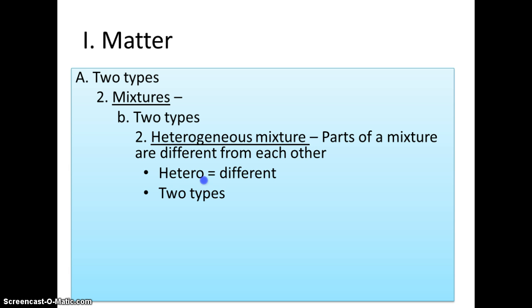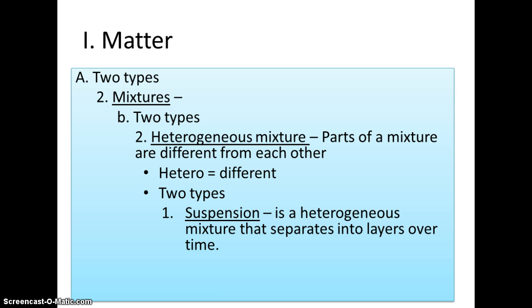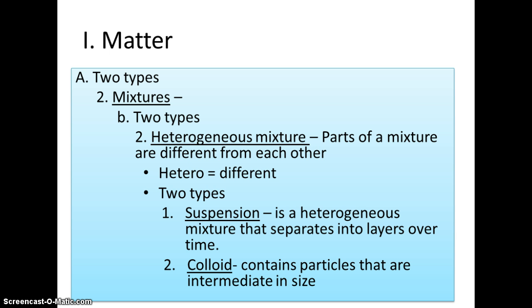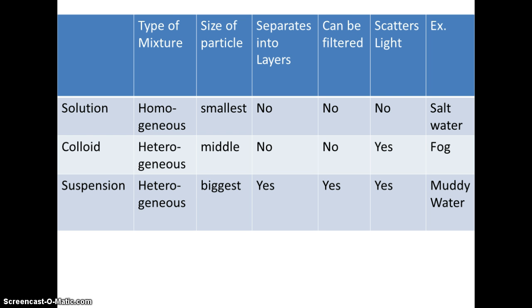There are two types. There's a suspension, which is a heterogeneous mixture that separates into layers over time. And there's a colloid. A colloid contains particles that are intermediate in size. So let's look at suspension, colloid, and solution a little bit more, looking at this table. Make sure you put this table in your notes.